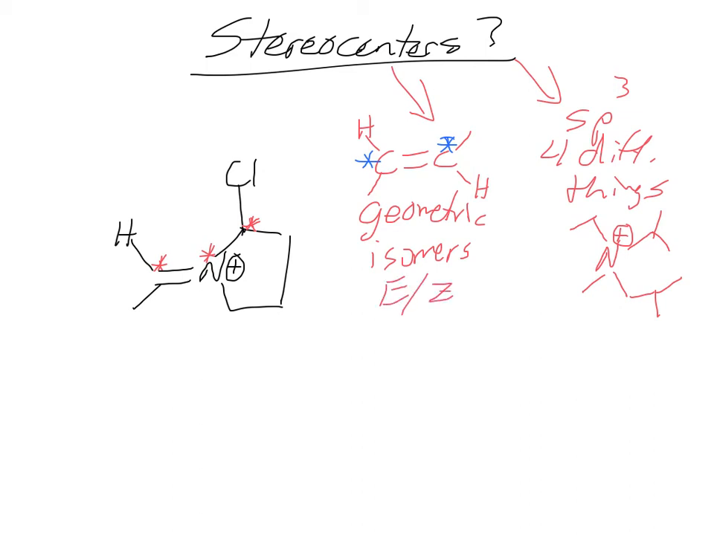E/Z, right? If you can be E or Z, you're a geometric isomer, right? But you're also a stereocenter. All right, so this one has 3 stereocenters, and one of those stereocenters is an asymmetric center. It also asks you, is this molecule chiral or achiral? Well, usually when you have an asymmetric center, you are chiral, right? So if it has an asymmetric center, most of the time it's chiral.